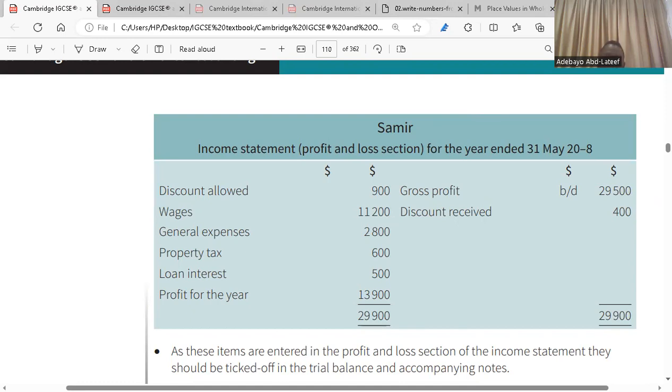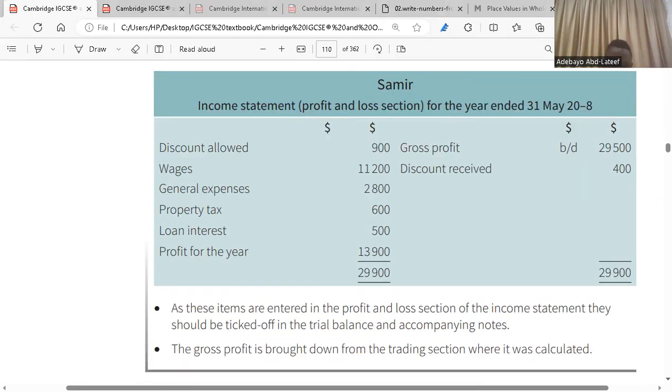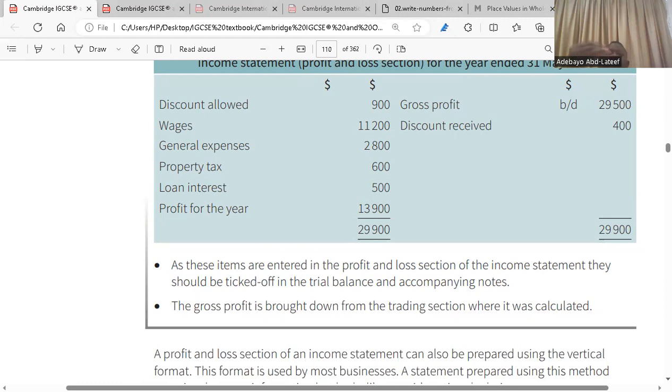General expenses, which can be maybe stationery, whatever expenses that you don't want to give an account to. Maybe stationery, maybe transportation and all these ones. You can have a general expenses for them. Maybe for plumbing. So these are little expenses made by the business. So instead of having a whole account for them, you have it in your general ledger as general expenses. Then you have your property tax, loan interest.